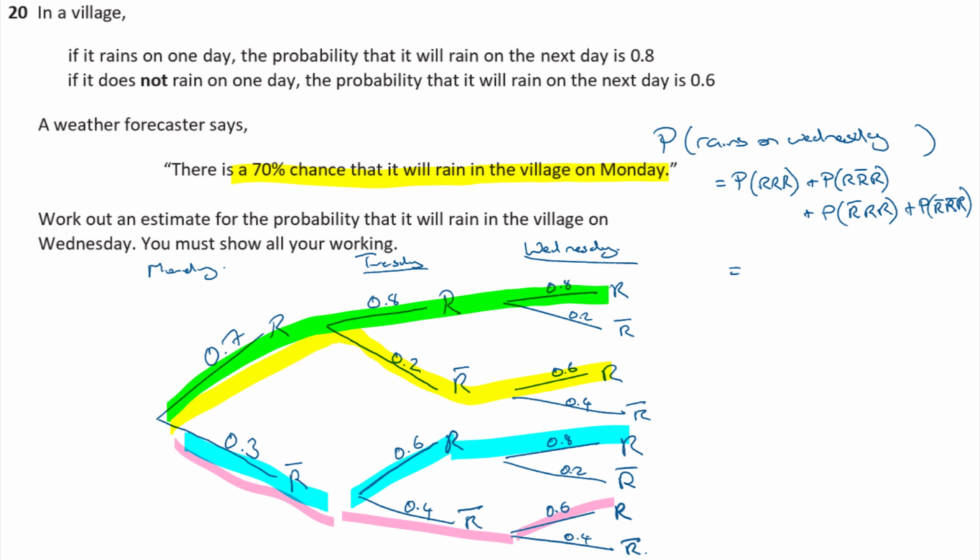Yeah, so then we need to evaluate those four things. Okay, so the green route, which is rain, rain, rain, that's the green route there. What's the probability of that? That's 0.7 times 0.8 times 0.8. Yellow route, which is rain, not rain, rain. That is going to be 0.7 times 0.2 times 0.6.